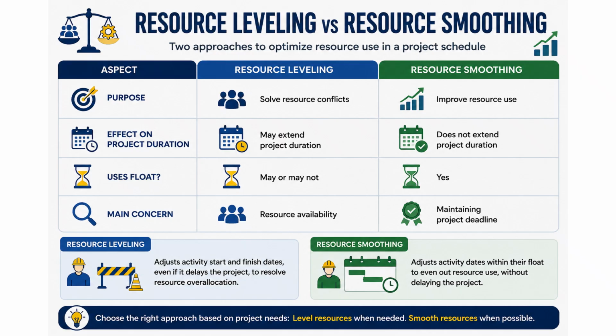For example, if a critical activity needs a specific engineer who is not available, resource leveling may delay the activity and extend the project. But if a non-critical activity has float, resource smoothing can move the activity slightly without delaying the project. So project managers must understand the difference and choose the suitable technique based on the situation.